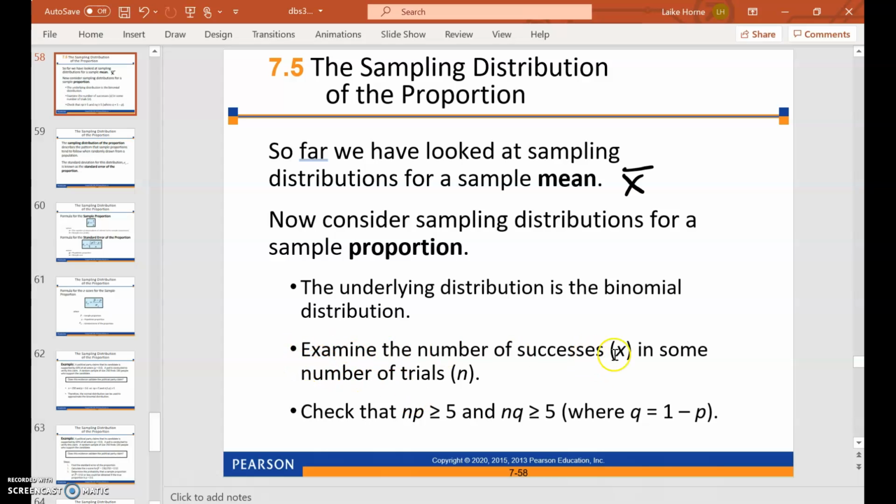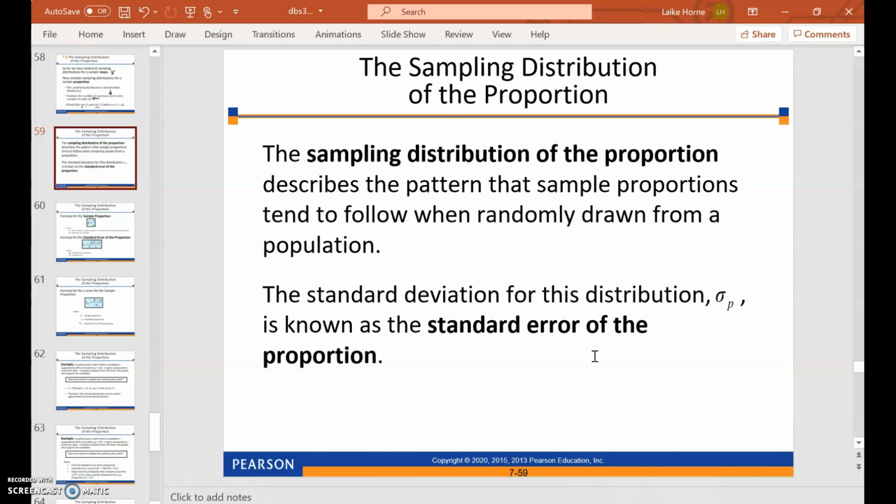So we're going to have the number of successes and the number of trials. Successes are going to be X. The number of trials are going to be N. And we have to check that N times P is greater than or equal to 5 and N times Q is greater than or equal to 5.